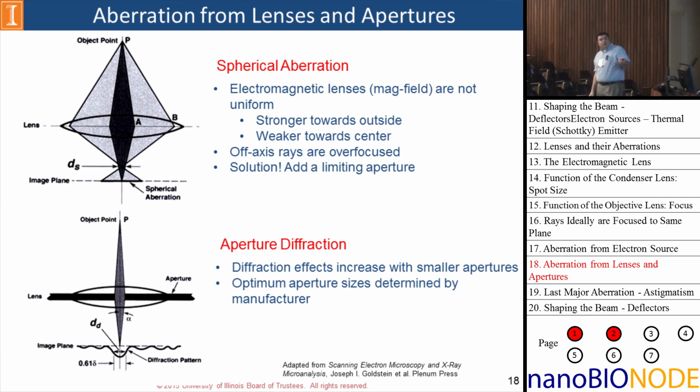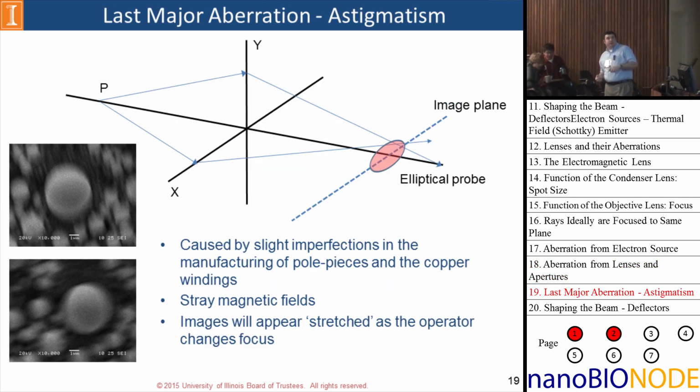So typically optimum aperture sizes are determined by the manufacturer. They're not going to give you an aperture that's going to completely destroy your imaging capability, but generally speaking, as you make that aperture smaller, you're going to lose some current. Okay, but you'll mitigate the effects of spherical aberration. So you'll hear a little bit more about this in the TEM talk, because this is a very important effect in how we deal with spherical aberration in those systems, and particularly what methods we use to correct those.